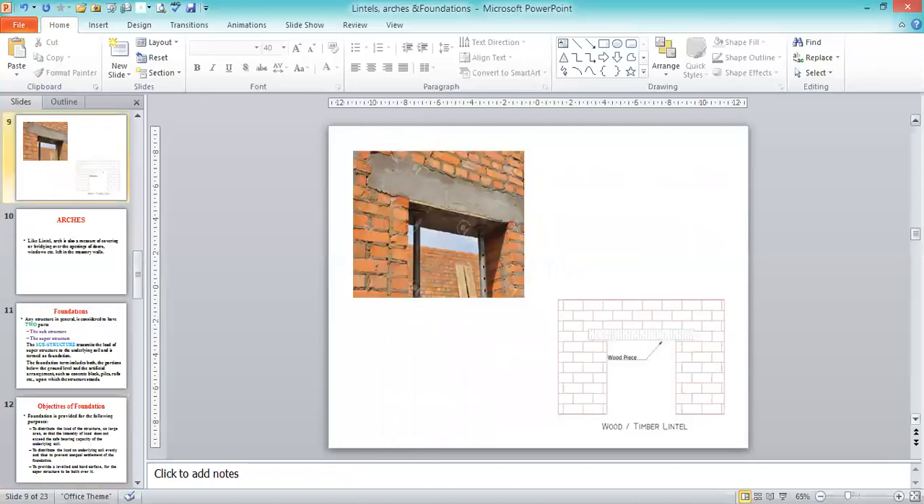So the pictures show how the cement concrete lintel or the wood or timber lintel looks. The first top diagram explains the reinforced cement concrete lintel, and the second figure shows the wood or timber lintel.